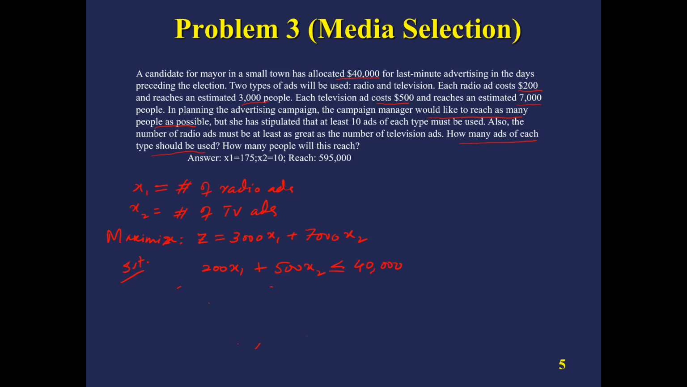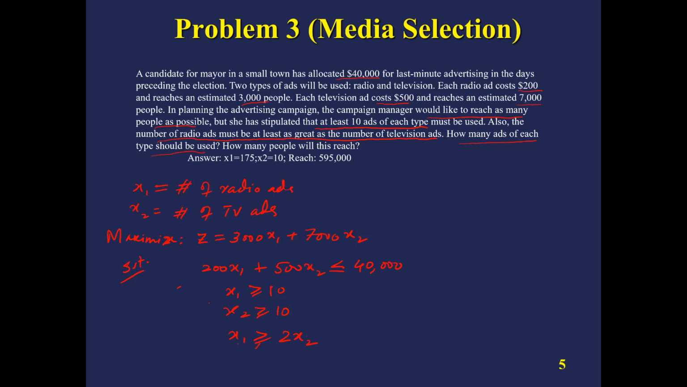This is the budget constraint. Then we have a constraint that at least 10 ads of each type must be used. So we can say that x1 is greater or equal to 10, x2 greater or equal to 10. All right. Another constraint is that the number of radio ads must be at least as great as the number of television ads. So we can say that x1 should be greater or equal to 2x2.